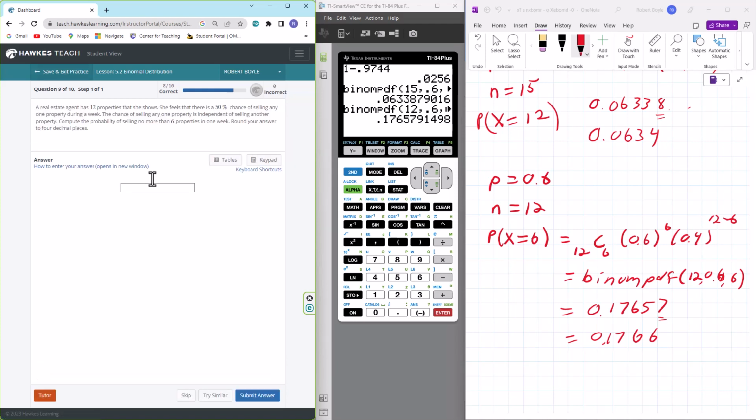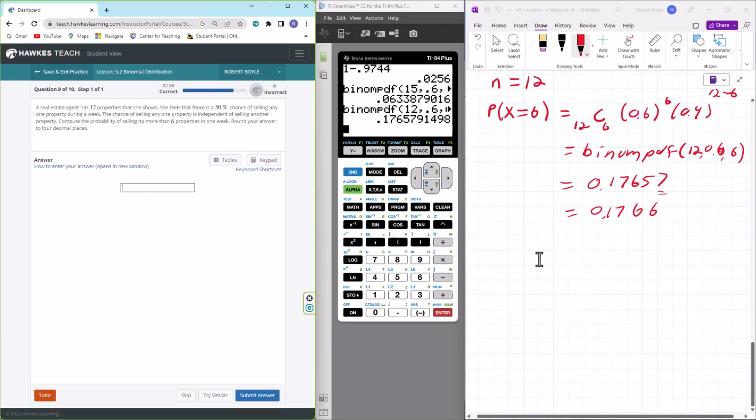All right, moving on. A real estate agent has 12 properties that she shows. She feels that there is a 50% chance of selling any one property during a week. The chance of selling one property is independent of the other properties. Okay, that's kind of important. Compute the probability of selling no more than 6 properties in 1 week. Round your answer to the nearest 4 decimals.